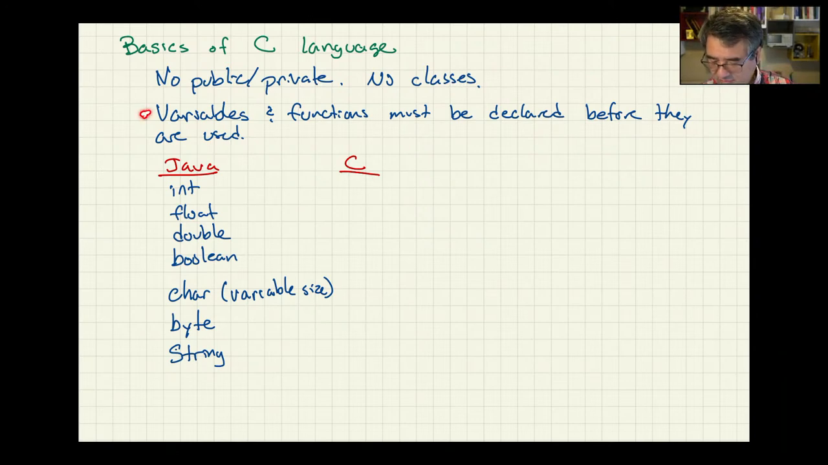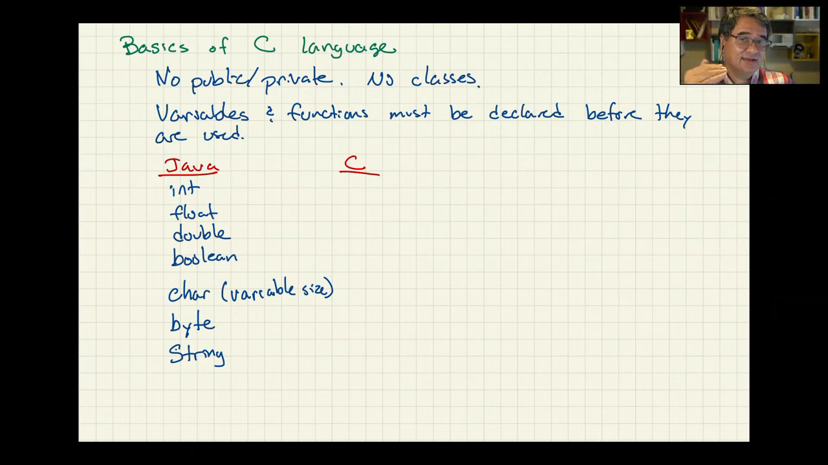Another big difference is that variables and functions must be declared before they are used. And that means declared as in declared up above in your source file. So as you're going down through the source file, you must find the declarations for functions and variables before you call them and before you use them. In Java, you don't have to do that. You can declare a method down below where you actually call it. But in C, it has to be top to bottom, declarations first, and then uses.